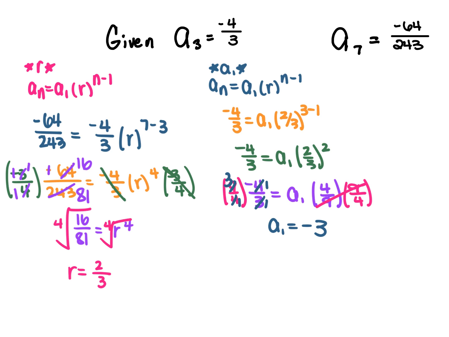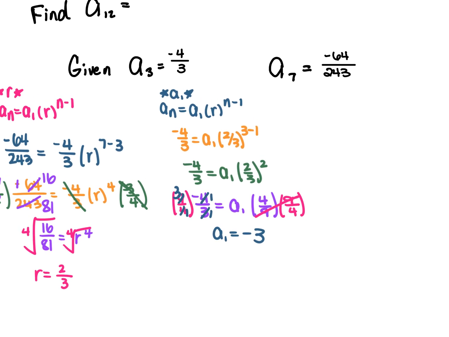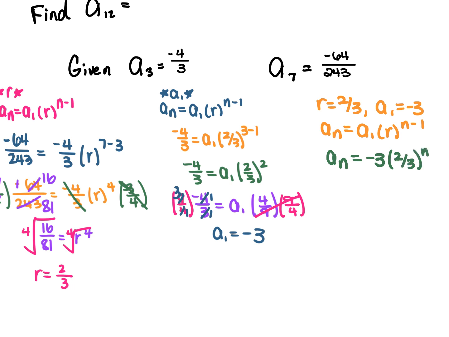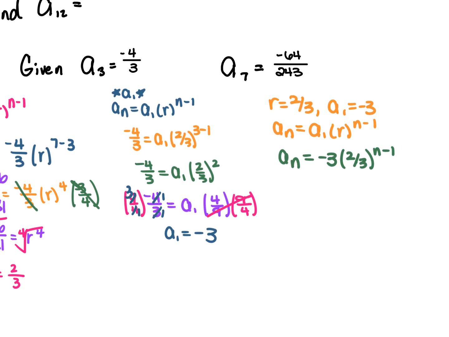Now that you've found both of these, we can write our rule. To write our rule, we need both r, which is 2/3, and a sub 1, which is negative 3. We plug these into a sub n is equal to a sub 1 times r to the power of n minus 1. This is going to give us a sub n is equal to negative 3 times 2/3 to the power of n minus 1. So that's part of your answer that it's asking you for, because that is your rule.